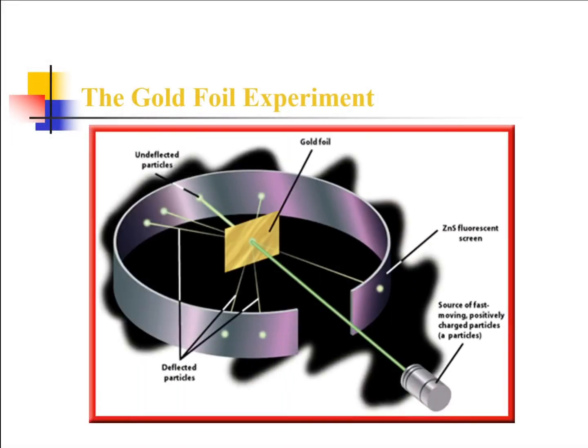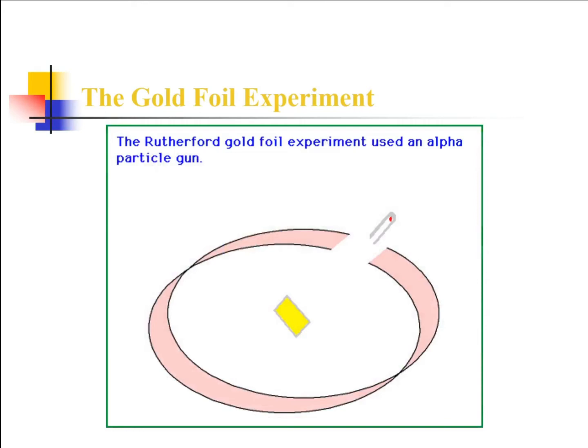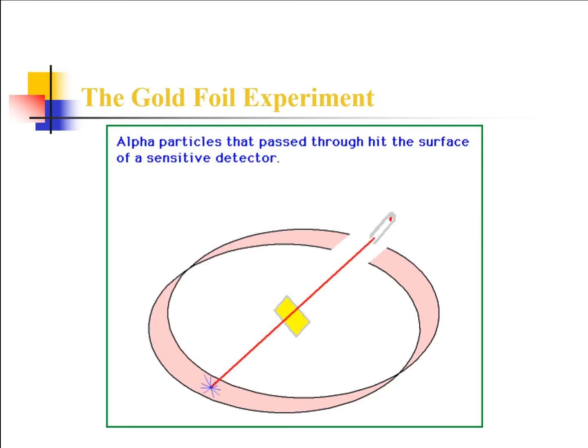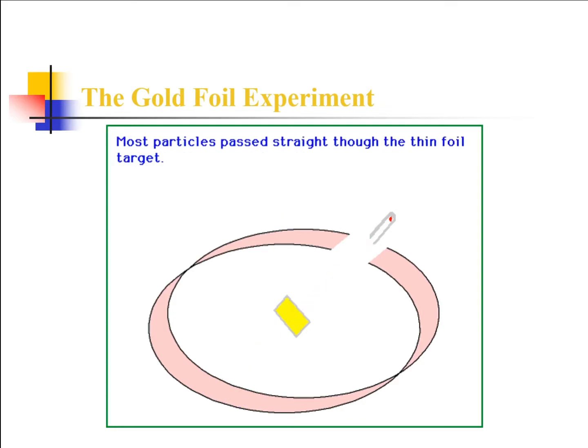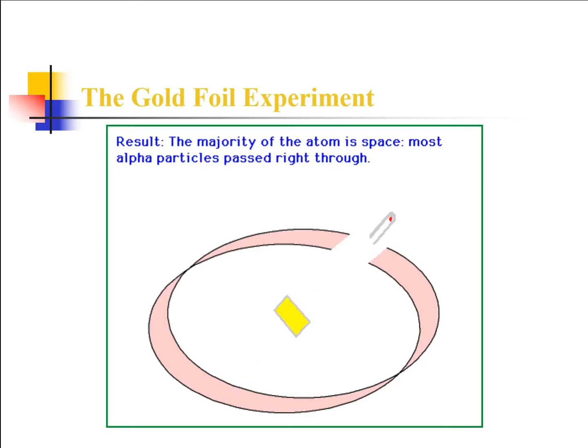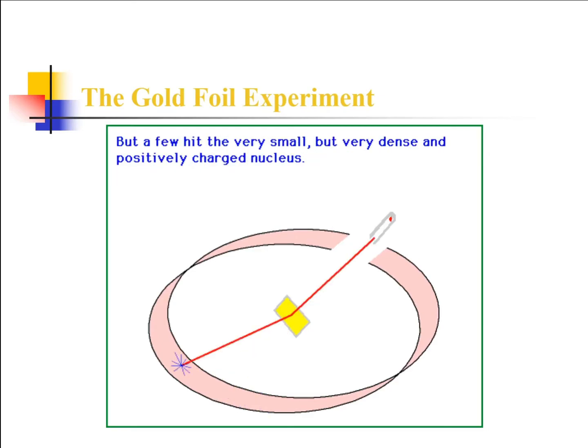This is the picture of the gold foil experiment. This is the illustration of the gold foil experiment. The Rutherford gold foil experiment used an alpha particle gun. This periodically shot heavy, positively charged helium nuclei at the thin gold foil target. Alpha particles that passed through hit the surface of a sensitive detector. Those collisions created bursts of fluorescent light where the particle hit.